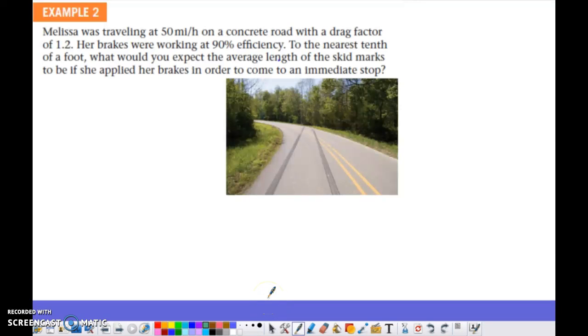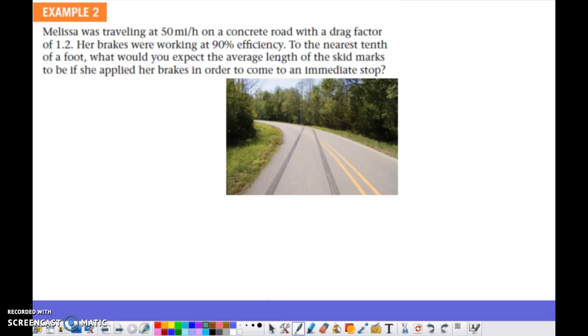Alrighty, on to our next example. This one's a little bit different because they're asking us to find something other than the speed. It says Melissa was traveling at 50 miles per hour on a concrete road with a drag factor of 1.2. Her brakes were working at 90% efficiency. To the nearest tenth of a foot, what would you expect the average length of the skid marks to be if she applied her brakes in order to come to an immediate stop?